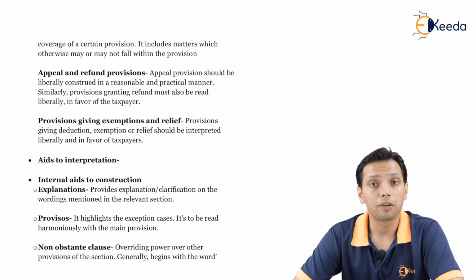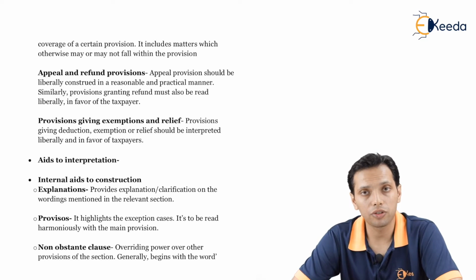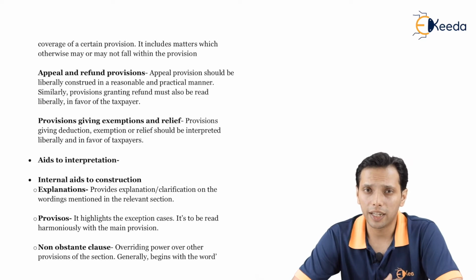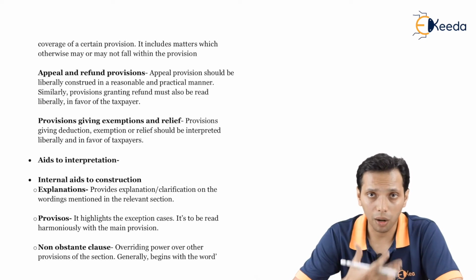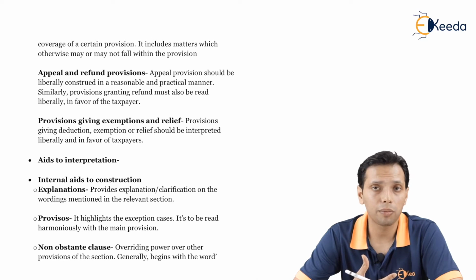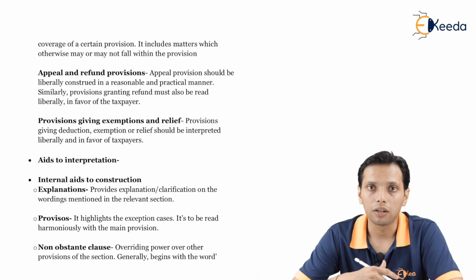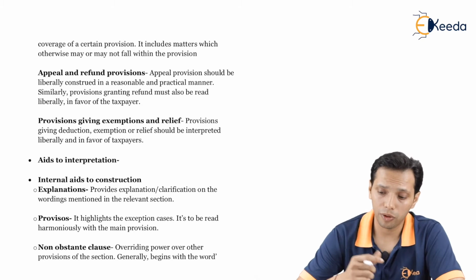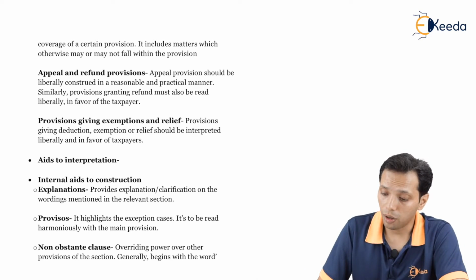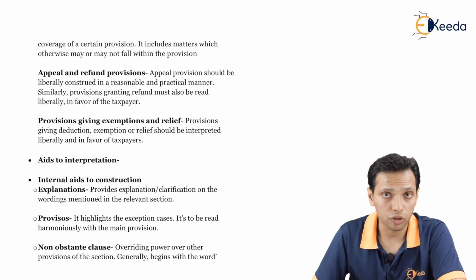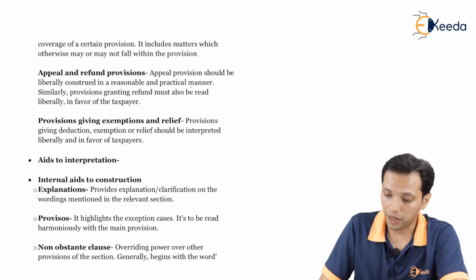Next are appeal and refund provisions. These are provisions regarding appeals, which can be made either by the tax officer or by the taxpayer. And there are refund provisions, under which the refund sections are applicable to the assessee. On the screen, appeal provisions should be liberally construed in a reasonable and practical manner.